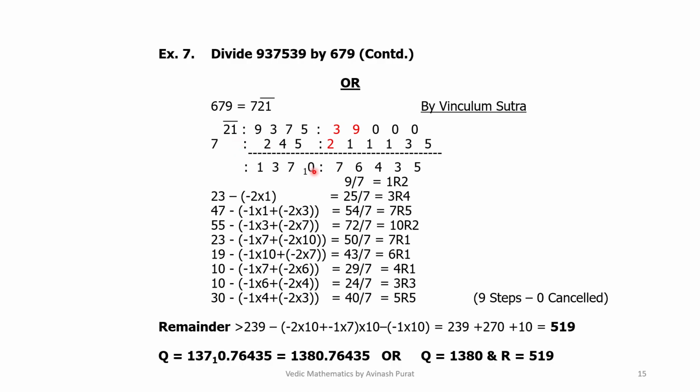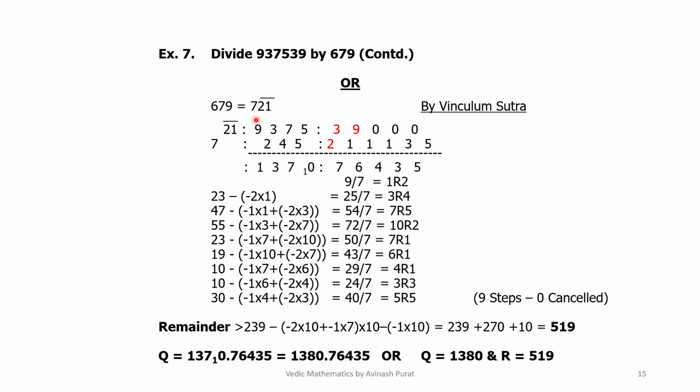Now we take 9 divided by 7 equals 1, remainder 2. So 23 minus 2 into 1, that is plus 2. 23 plus 2, 25, divided by 7 equals 3 or 4.